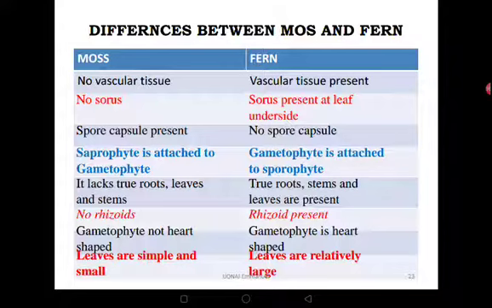And then the moss lacks true roots, leaves, and stems, but the fern has true roots, stems, and leaves. In the moss, there are no rhizoids, and then in the fern, they are there. And then the rest of the differences are there as well. You can look at them and master them and even discover more.